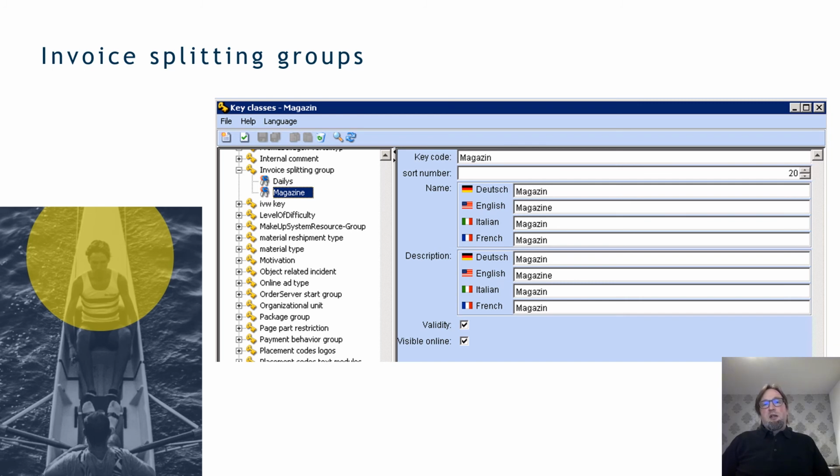We introduced invoice splitting groups in one of the new versions. I think this is for the latest version of January. We call it invoice splitting groups. Before we go into the details, you can configure invoice splitting groups now on the key classes, and you can name them whatever you like, and you can define as many as you like. In our example here, we define two splitting groups for daily newspapers and for magazines. This is just an example.